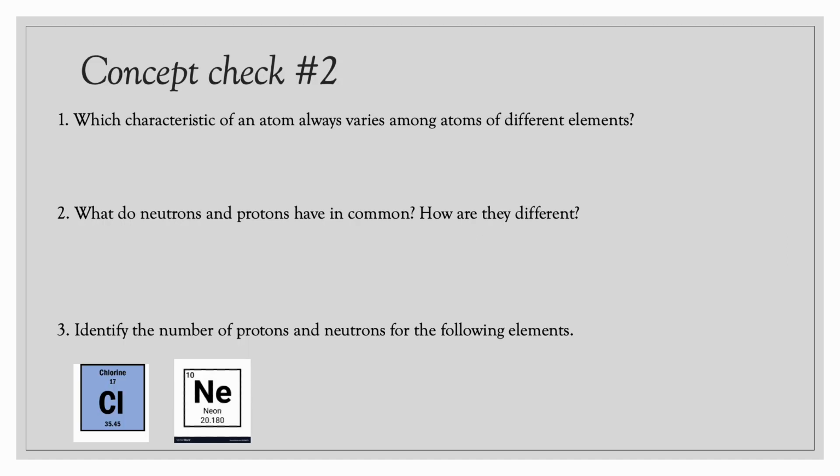Concept check number 2. Which characteristic of an atom always varies among atoms of different elements? Number 2. What do neutrons and protons have in common, and how are they different? Number 3. Identify the number of protons and neutrons for the following elements, chlorine and neon. Now would be a good time to pause the video, try to answer the questions, and then return.